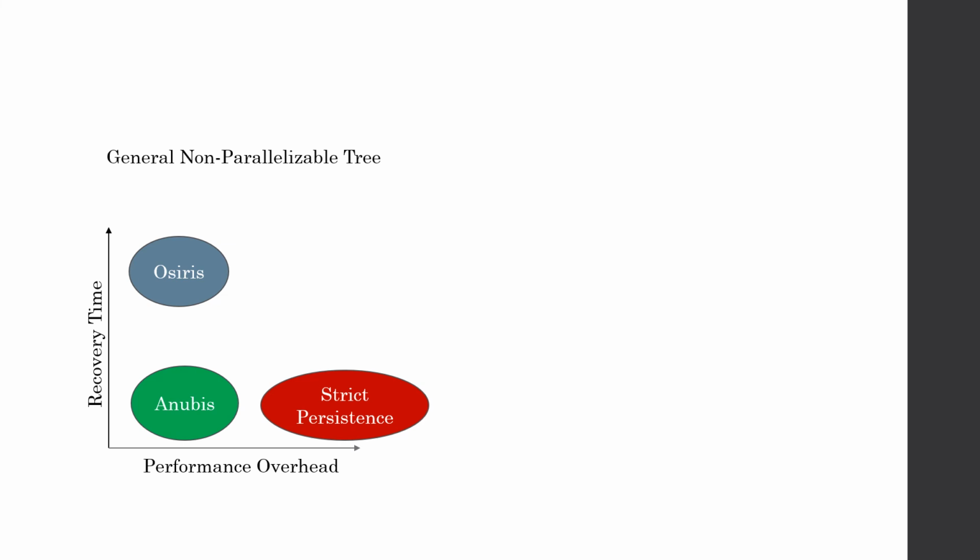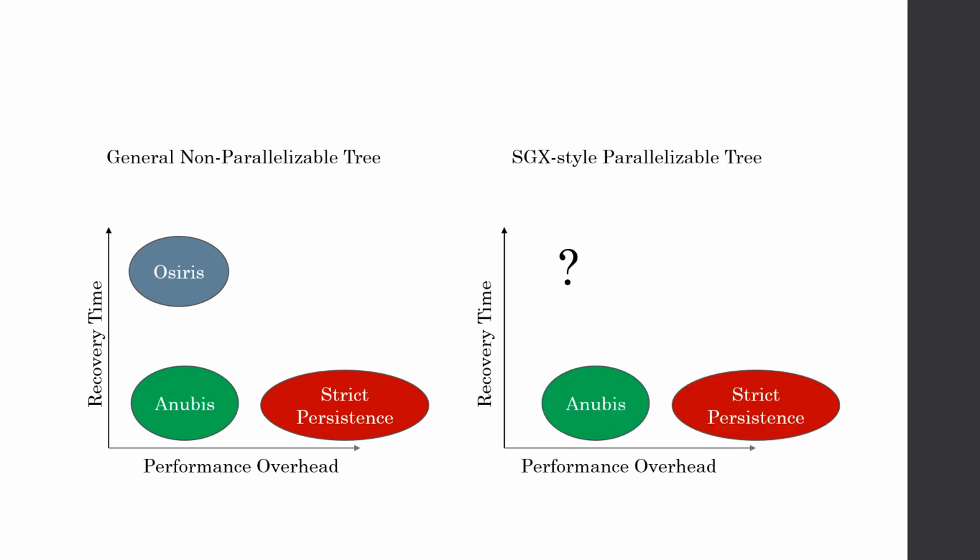For general non-parallelizable trees, our solution Anubis has both low recovery time and also lower performance overhead. And also, for SGX-style parallelizable trees, Anubis is the only practical solution to recover the system.